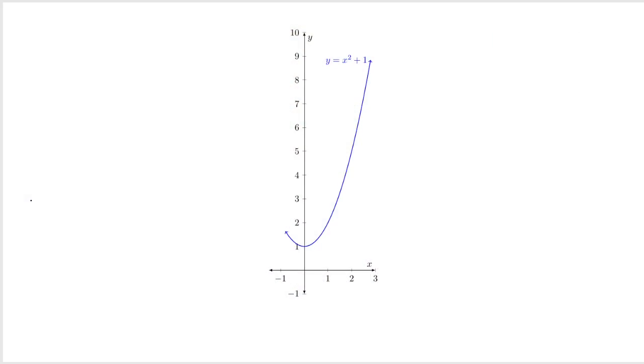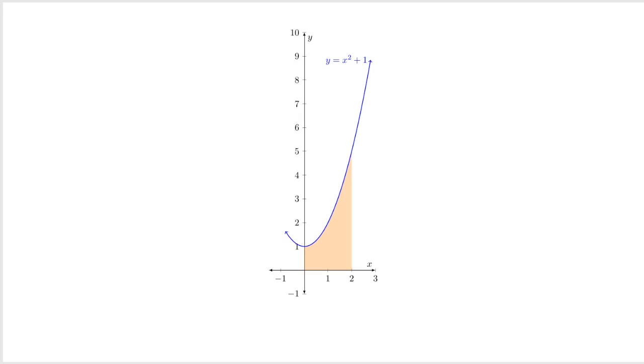Hey, today we're going to look at a technique for approximating the area under a curve. And we'll look at the function y equals x squared plus 1. And our goal is going to be to approximate the area under that curve and above the x-axis from x equals 0 to x equals 2, so the shaded region here.